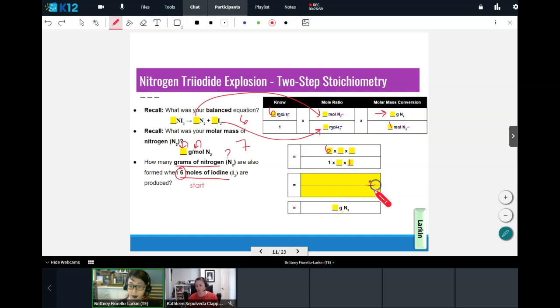and then do the top divided by the bottom, I'm left over with grams of nitrogen, which you can see right here. Again, I'll give you 5 seconds to take a picture of this one if this is the one that you will be doing.